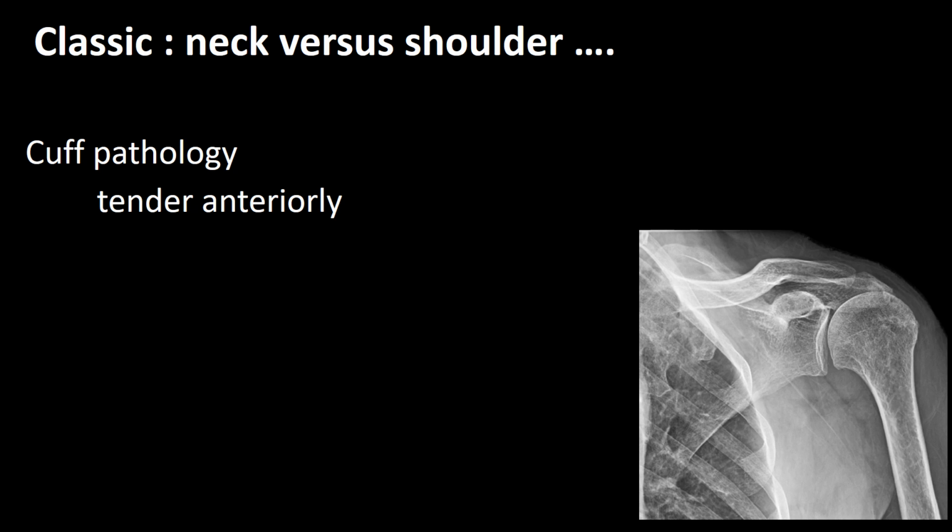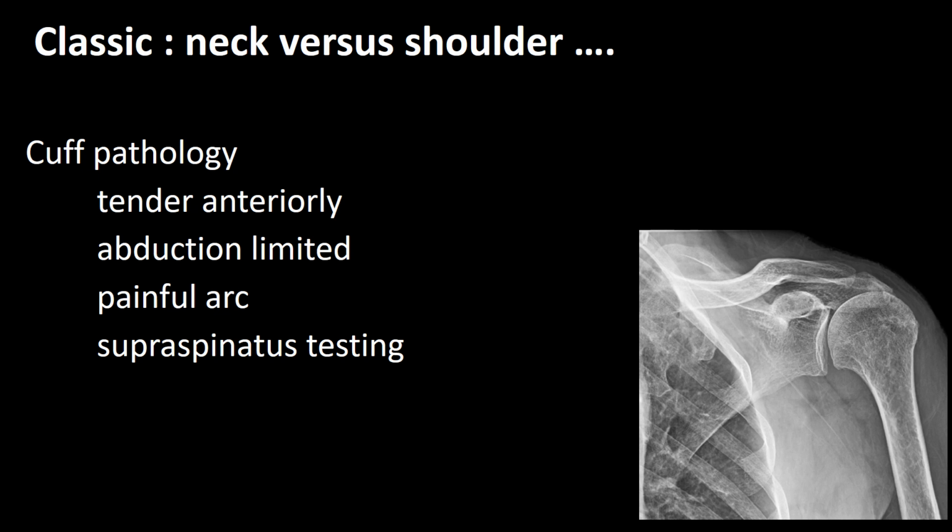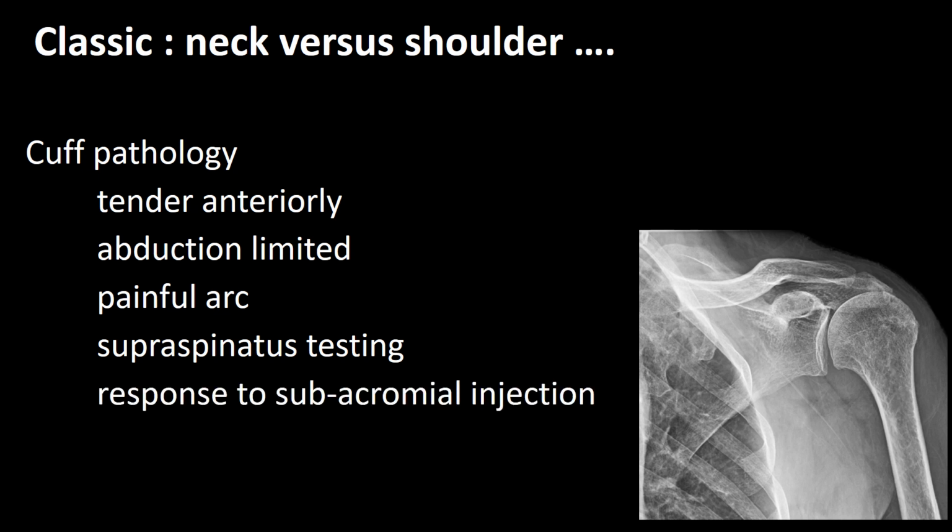Rotator cuff pathology can be confirmed by palpation with tenderness anterior in the shoulder. Abduction may be limited. The patient may well have a painful arc of elevation, and on supraspinatus testing there may be pain and or weakness. This is simply done by asking the patient to place both hands out at 45 degrees, rotating the thumb to the floor and elevating the arm against the examiner's resistance. Should there be pain or weakness, supraspinatus tear may be present. This may well respond to a subacromial injection of local anesthesia.